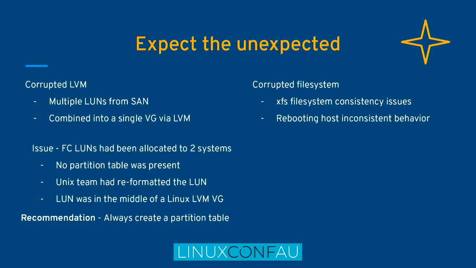We were seeing a corrupted file system on a virtual machine. The XFS file system was showing regular consistency issues, and rebooting that particular VM was inconsistent. It would come up, it would be fine, it would run great, and then as part of trying to diagnose the root cause of the problem, we'd reboot it, and things would get really weird again. And then we started to notice another virtual machine was having problems. This was getting really odd.